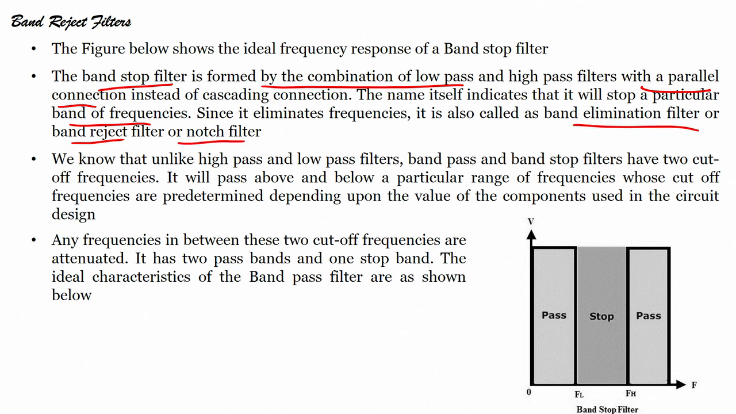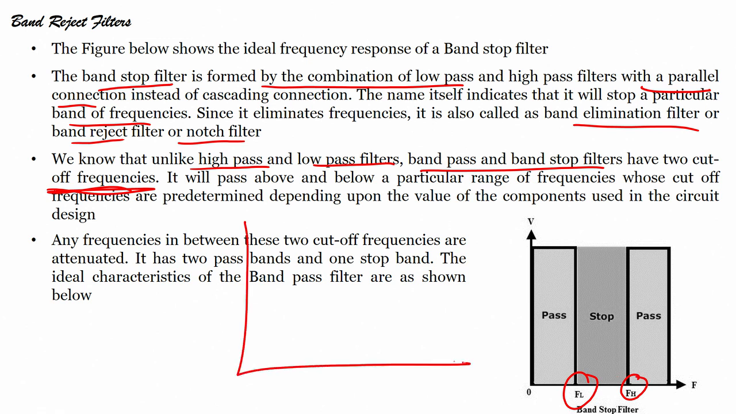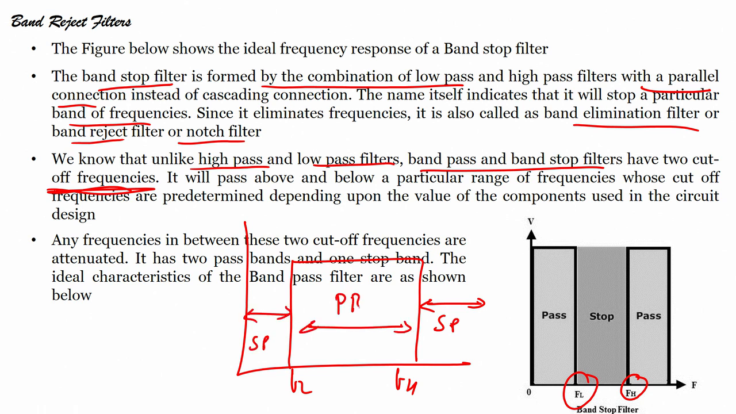We know that unlike high pass and low pass filters, band pass and band stop filters have 2 cutoff frequencies, right. See here 1 and here 2. Same way in the band pass filter we had 1 and we had 2, and this was a stop band, this was the pass band, right. You don't have to write PB, SP, okay. You have to write stop band, you have to write pass band, you have to write gain. It is very important what you write on the axis.